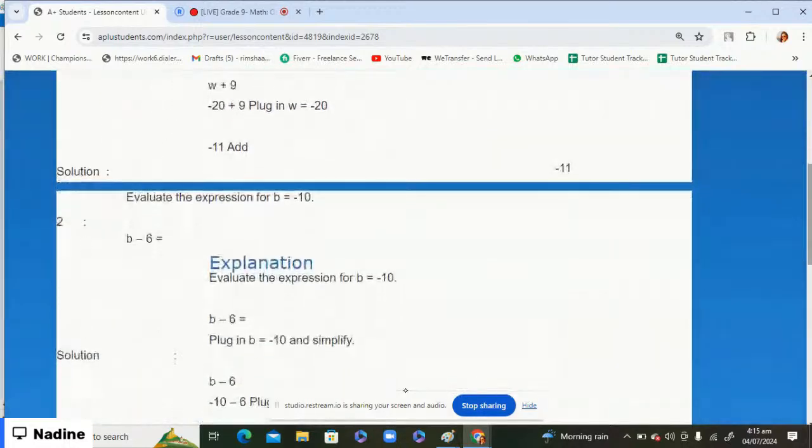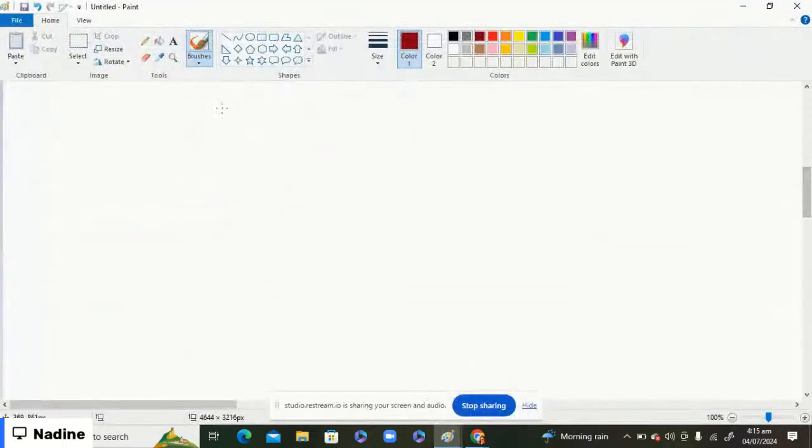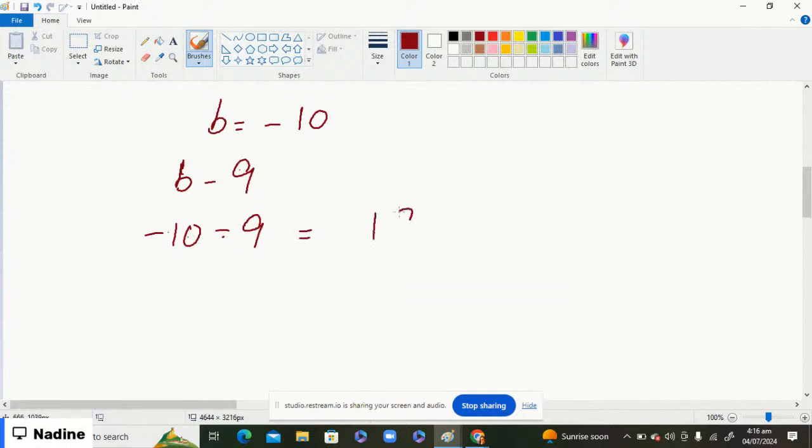Now evaluate the expression b minus 9 where b equals minus 10. Let's suppose you have a question this way. What do we do? In place of b, first of all, I'm going to put the value, that is minus 10, and then I'm going to put minus 9 as it is. So minus 10 minus 9. What is the answer? These both are negative. Minus minus becomes plus, so 10 plus 9 is 19. But which sign do you put? The sign with the greatest number.